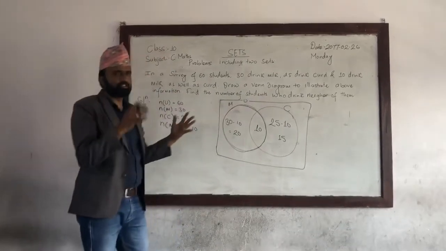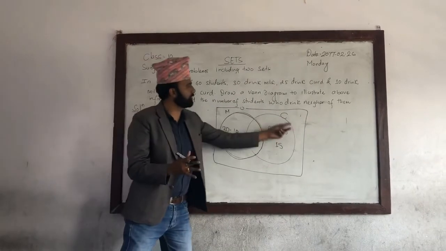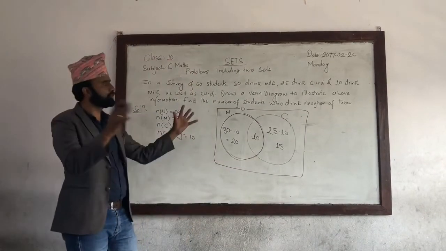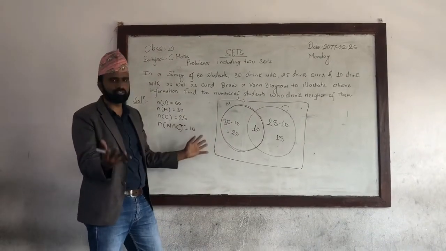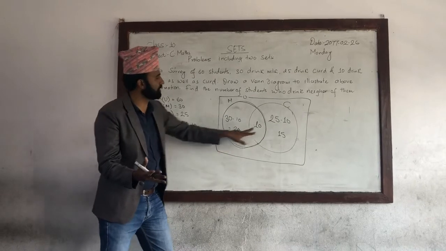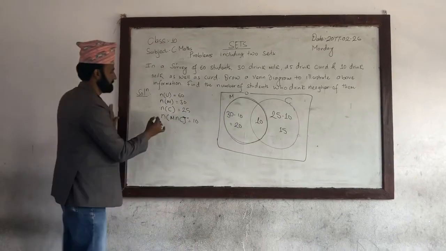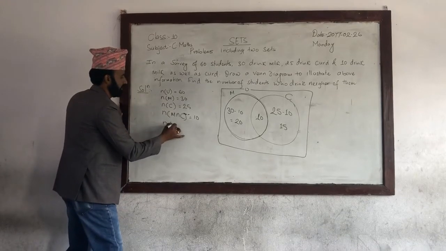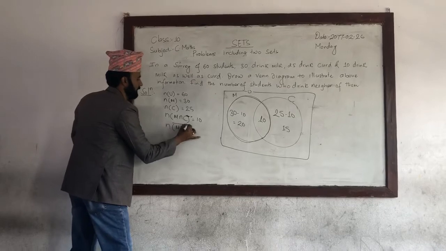If they like to drink milk, they include here. If they like to drink curd, they include here. Then if they do not like to drink both, where do they lie? Obviously, they lie out of these two here. That portion is milk union C complement.